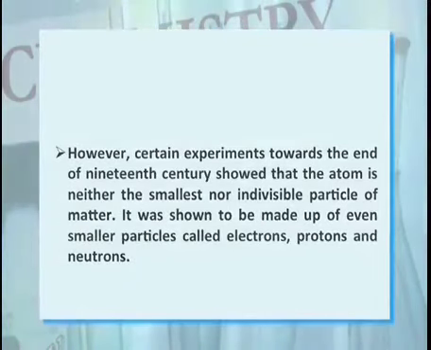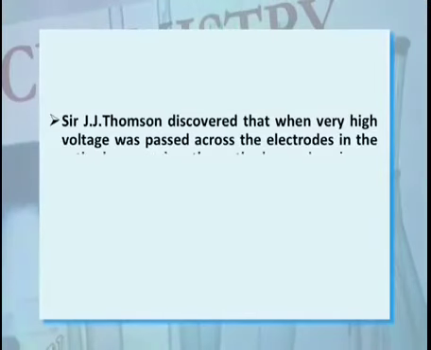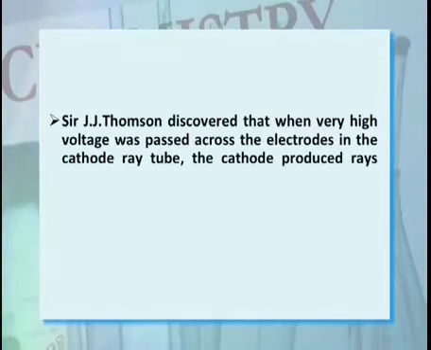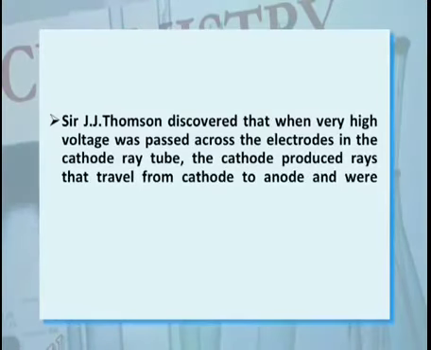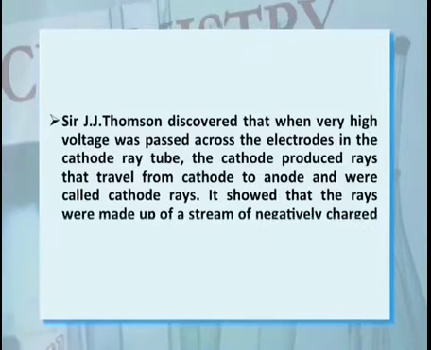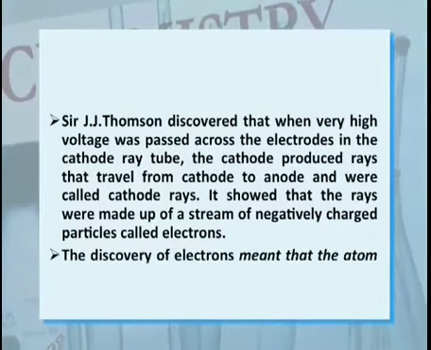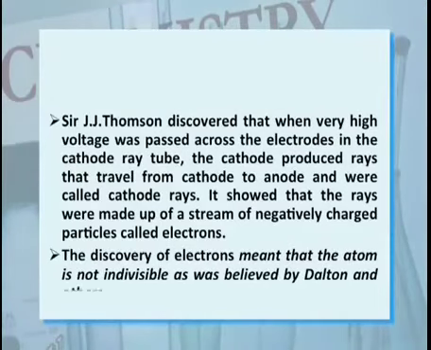Sir J. J. Thomson discovered that when very high voltage was passed across the electrodes in the cathode ray tube, the cathode produced rays that travel from cathode to anode and were called cathode rays. It showed that the rays were made up of a stream of negatively charged particles called electrons. The discovery of electrons meant that the atom is not indivisible, as was believed by Dalton and others.